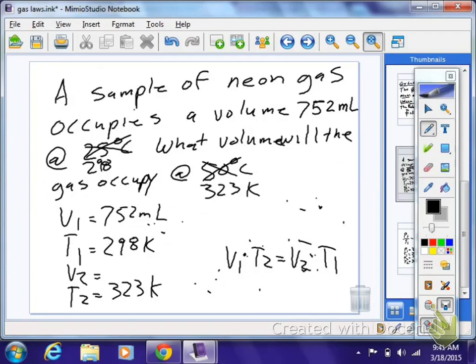All I need to do is solve for V2. So go ahead and set that up to solve for V2 and see what you get. Is that for Celsius? Cross multiply 25. So go ahead and solve for V2.